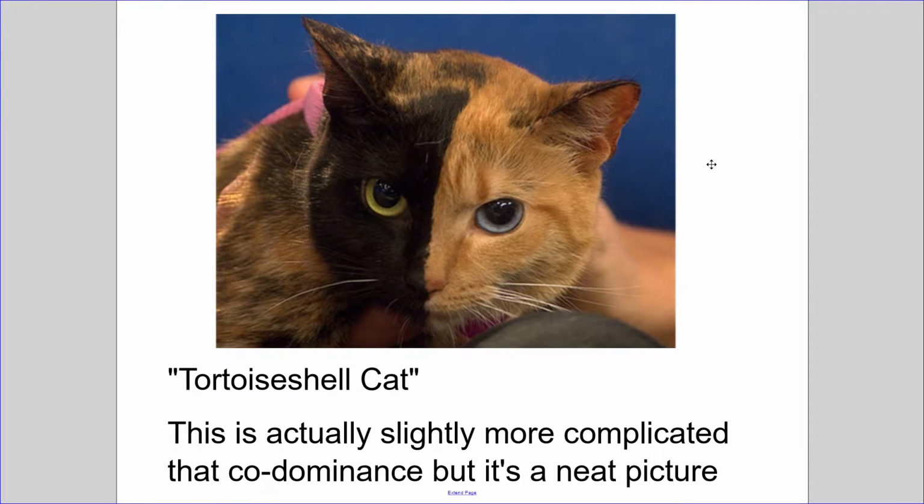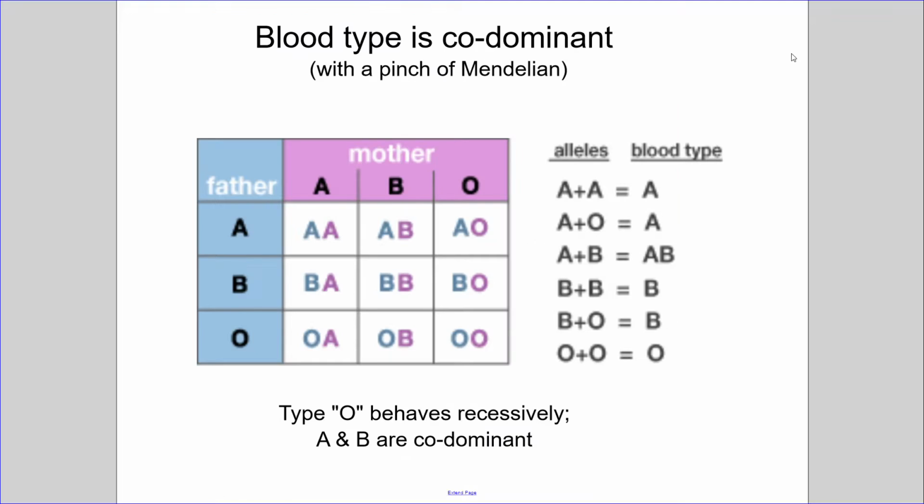Same thing with this tortoise-shell cat. I think it's a really cool picture, but unfortunately the genetics are slightly more complicated than codominance. It's just a cool picture. Also, take a look at the eyes. That's called heterochromia, two different colored eyes. Pretty neat.